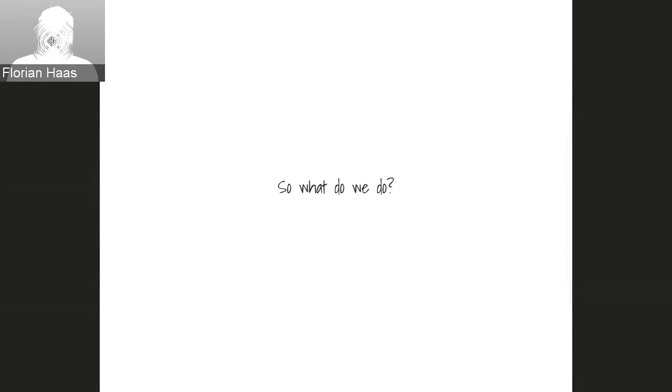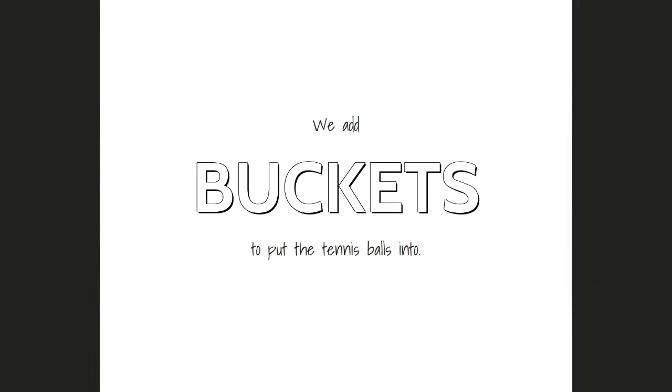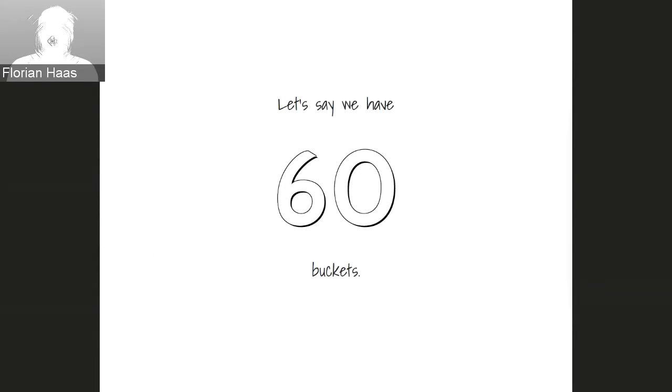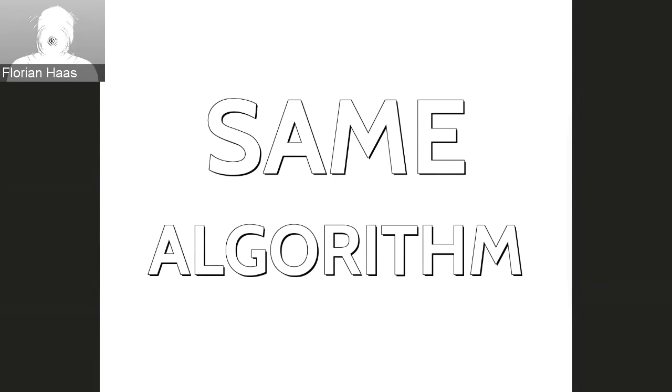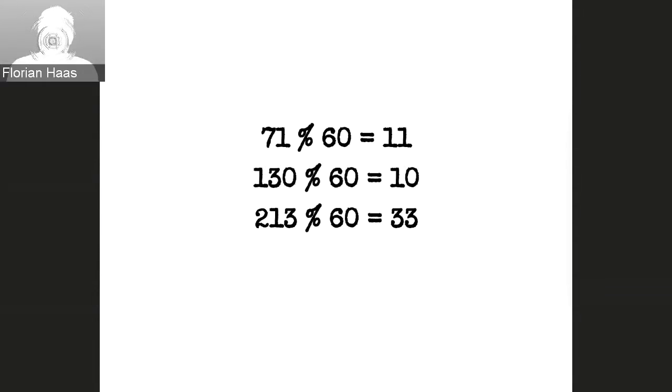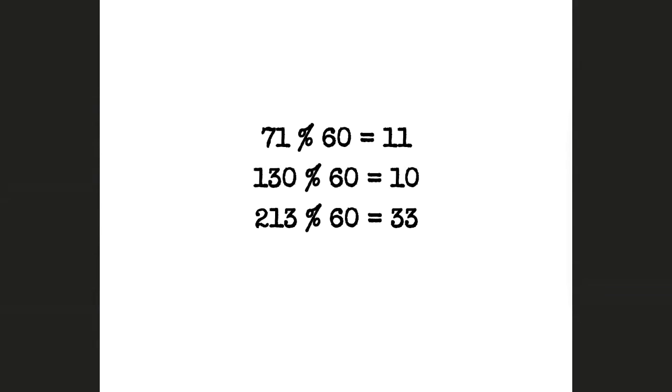Well, it's actually fairly simple: we add an additional management layer. In the tennis camp analogy, it's just a set of buckets that we can put our tennis balls into. So suppose we've got 60 of them. I've got 60 buckets. We use exactly the same algorithm, except that we now use a different operand for that modulo division. So I can pick up ball number 130, I get a certain remainder, and it goes into a specific bucket. And I do that with others as well, and I can clearly and reproducibly assign them to a specific bucket.